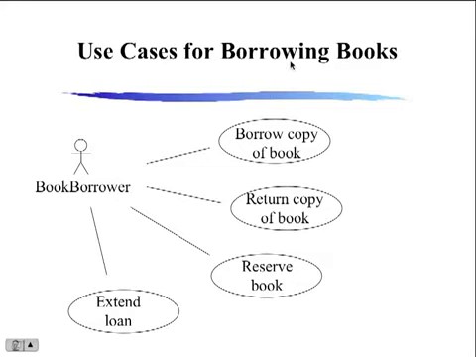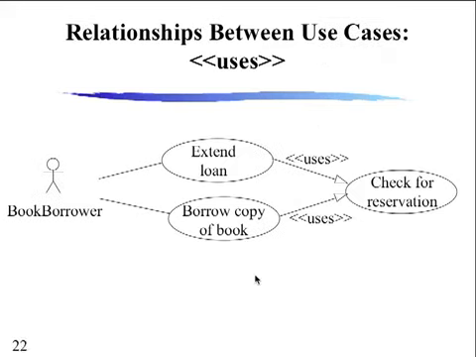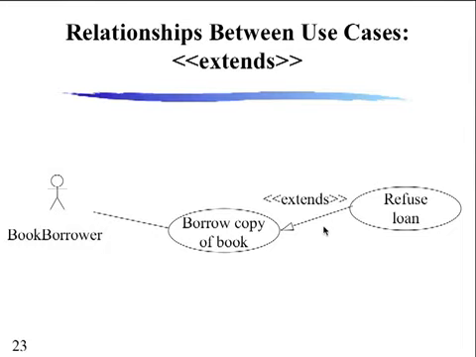So here's the use case of the borrowing of a book, where we have a book borrower who's going to extend a loan and borrow copies of books, essentially. Relationship between use cases here with the uses relationship. The book borrower extends a loan and uses a check for reservation. We can put uses in there. We're basically looking at kind of a hybrid use case scenario and entity relationship diagram. But we're not showing relationships, we're showing associations. And then we have the extends, where we have the activity of borrow copy of book that is extended by a refused loan.